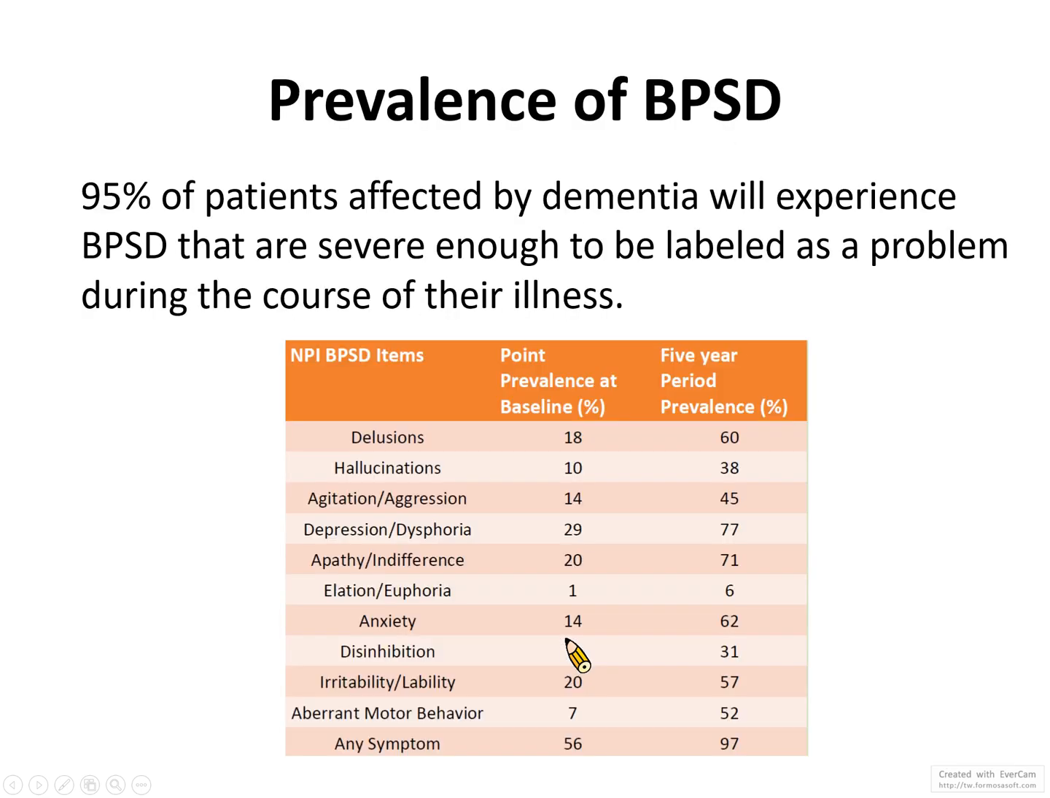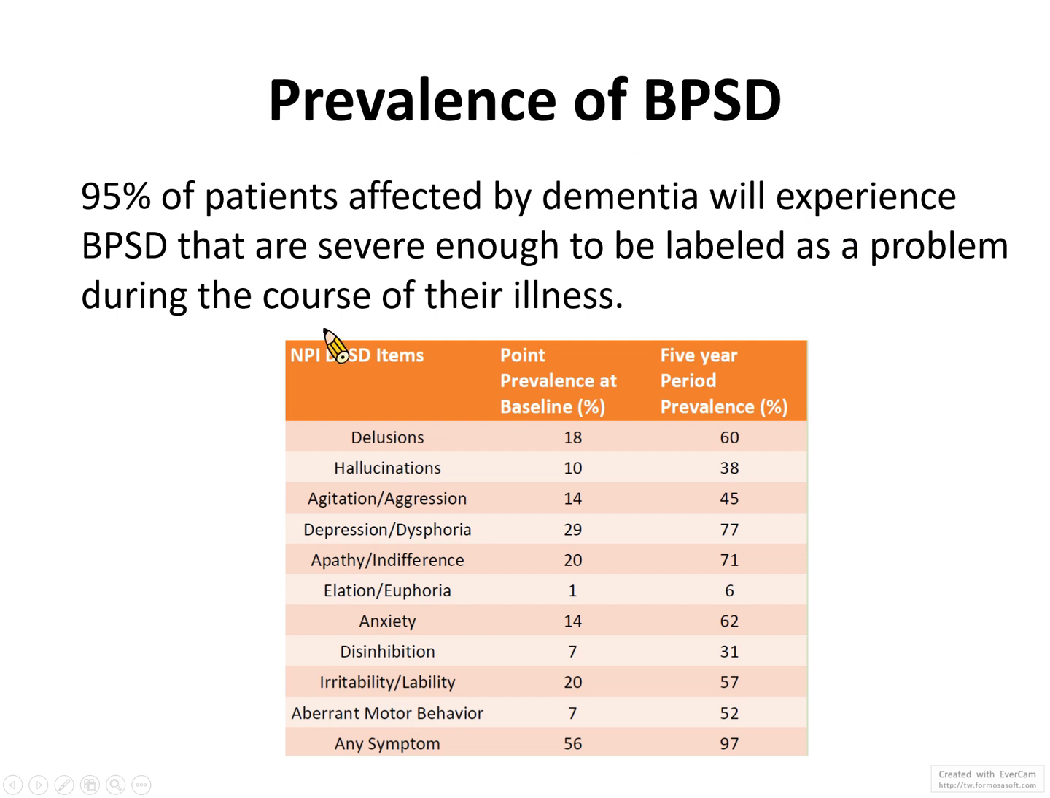And the prevalence of BPSD is actually very high. In studies, 95% of patients affected by dementia will experience BPSD severe enough to be labeled as a problem during the course of their illness. So you can see that the challenge of dementia is not only about cognitive decline. Usually the presence of BPSD is the main problem that can cause severe pressure and stress on the caregivers.